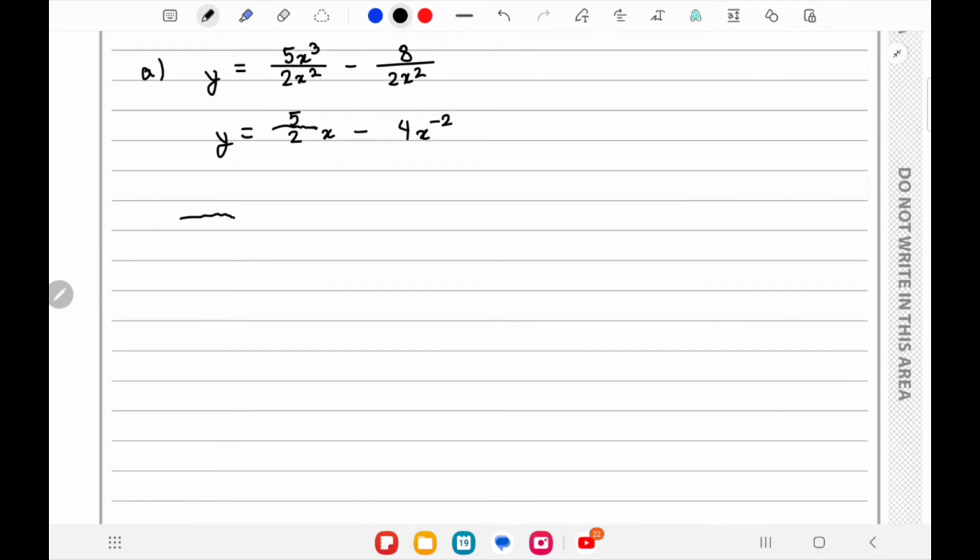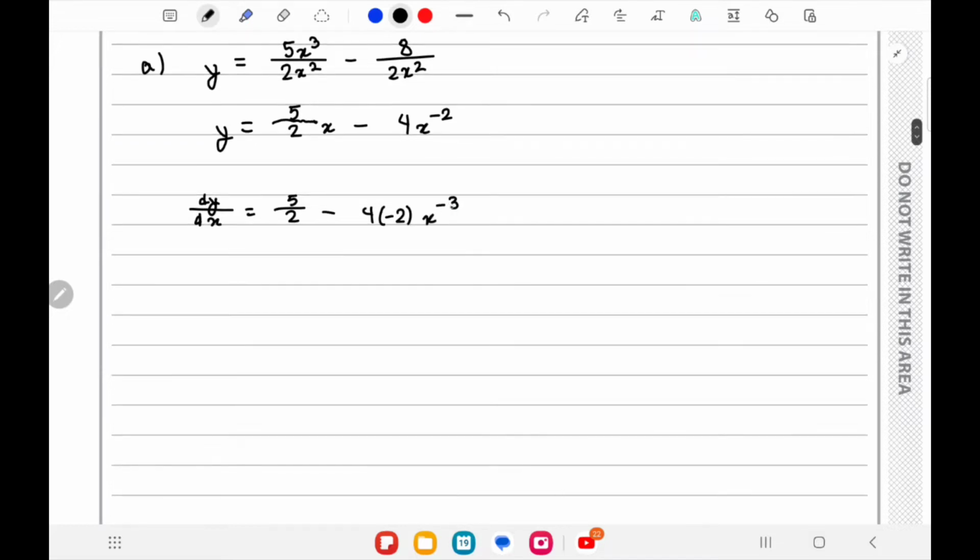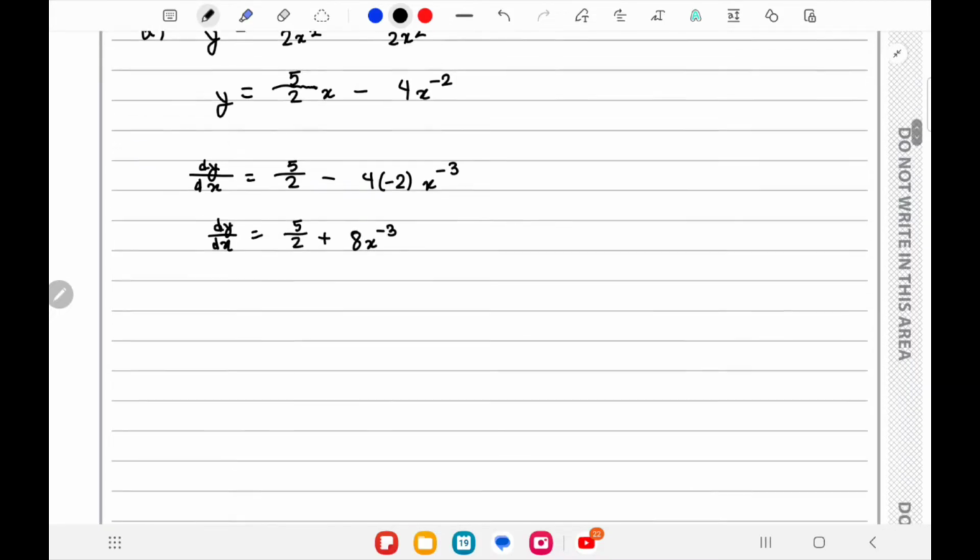So if we differentiate this now, dy by dx would be 5 by 2 minus 4 into minus 2 times x to the power minus 3. So dy by dx would be 5 by 2 plus 8x to the power minus 3.